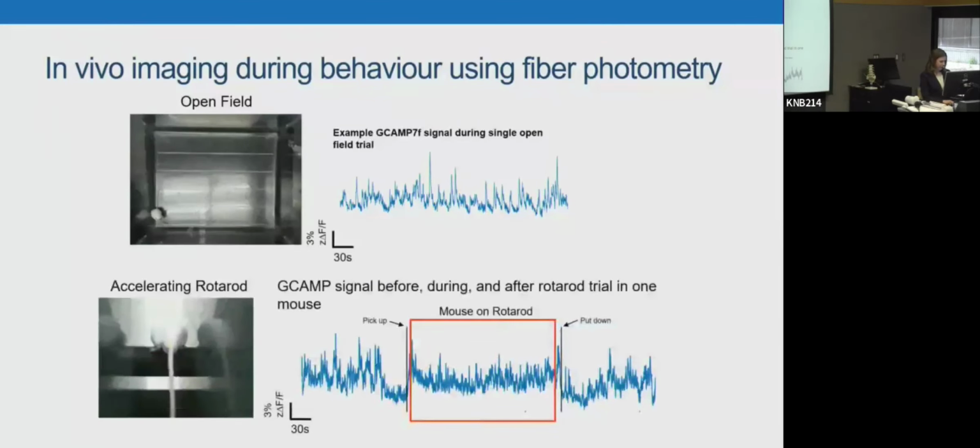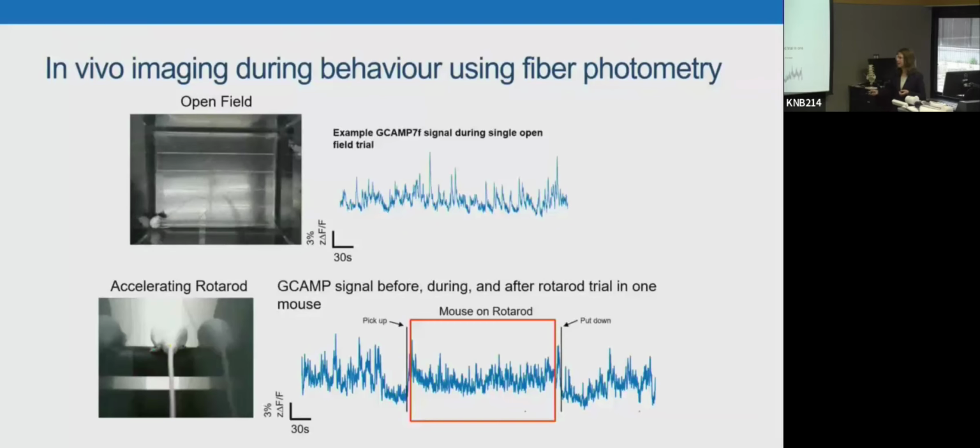And then here is an example of an entire rotarod trial. This is the GCAMP signal before, during, and after the trial. Before and after the trial, we have the mouse just freely moving in an empty cage. They may be walking around, sniffing, doing mouse things in that empty cage. That's why you still see activity happening in the striatum. When they're on the rotarod, the black line here is when I pick them up, and this black line is when I put them back down into the empty cage.